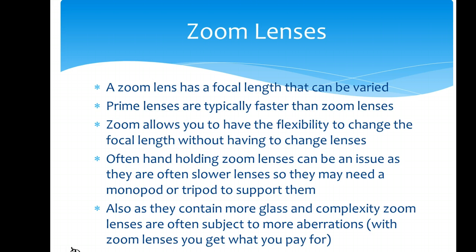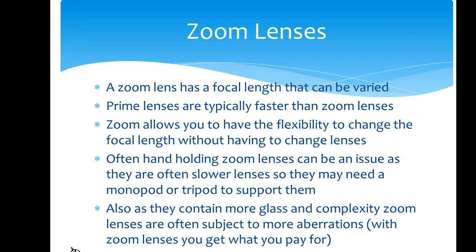Zoom lenses have a focal length that can be varied. Prime lenses are typically faster than zoom lenses. Zoom lenses obviously give you flexibility because they allow you to play around with that focal length without having to change lenses. That can be critical, for example, when we're doing weddings or specialty events where we don't want to be changing lenses every couple of minutes, but having a zoom lens where I can move in and out with a focal length can be great. Often hand-holding zoom lenses can be an issue because they are slower lenses.